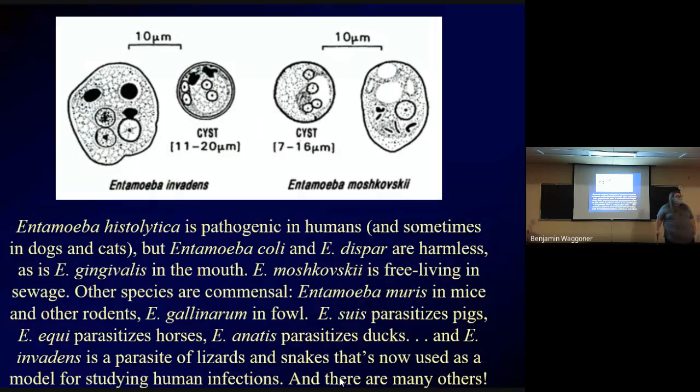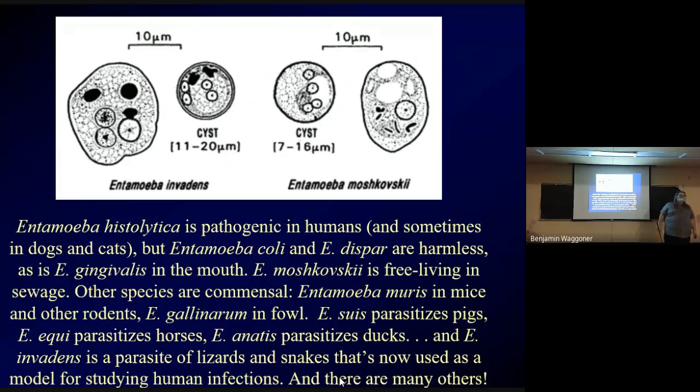And yeah, here's a few species. Histolytica is pathogenic in humans, sometimes dogs and cats. Entamoeba coli and dispar are harmless. There's a third species that lives in the mouth, Entamoeba gingivalis, which is also supposed to be a harmless symbiont, commensal like this. There's at least one species that just lives in sewage, but it's free-living. It's not parasitic at all, Entamoeba moshkovskii. And then you'll find others that are commensals, parasites in pigs, horses, ducks.